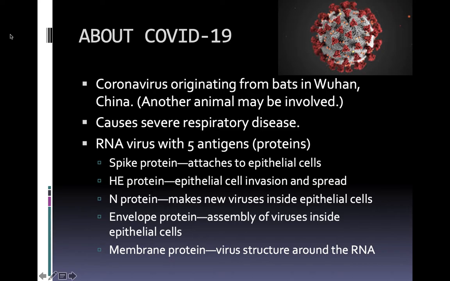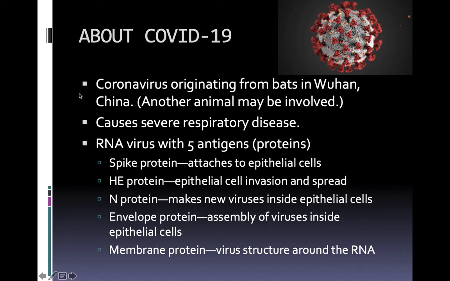We've talked about antigens already in this immunology section of the class, and we know that the coronavirus is an RNA virus, and it has 5 specific antigens or proteins that it's made of. And you can probably see about four of those proteins in the picture on this slide, in terms of the reds, the oranges, and the grays. And I want to talk about a few of those.